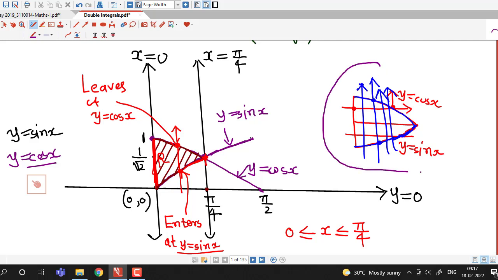You can do the same problem using a horizontal line. In that case you have to divide your region into two sub-regions, and you have to find the value of the double integral over this region as well as this region, and then you have to add those two double integrals. But if we consider a vertical line, then we don't have to divide the region into two sub-regions and our work will be half. So the better choice is advisable. You should select wisely which order of integration we should consider.